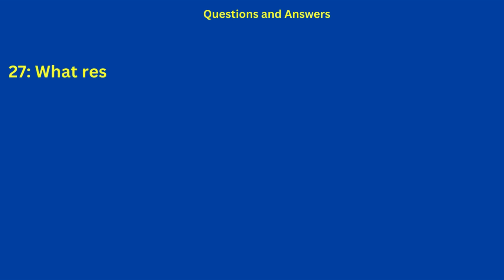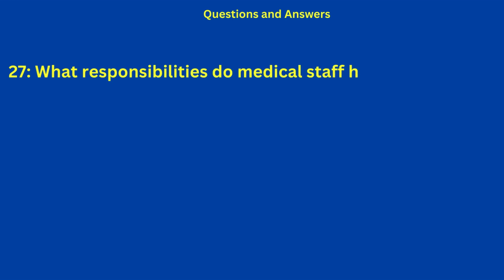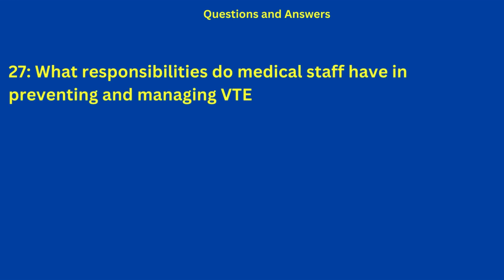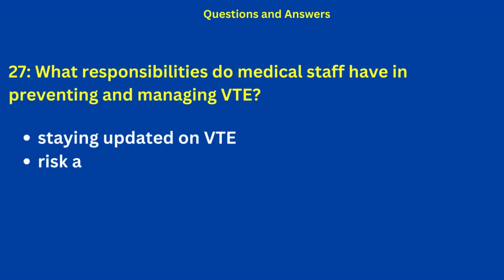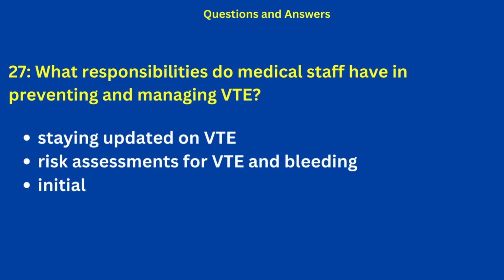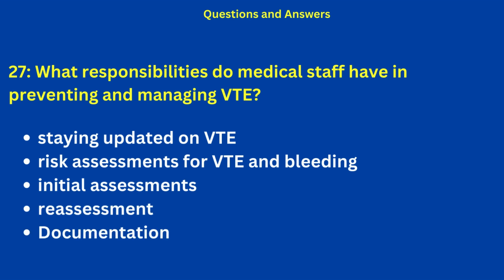Question 27. What responsibilities do medical staff have in preventing and managing VTE? Medical staff are tasked with staying updated on VTE training, ensuring thorough risk assessments for VTE and bleeding, reviewing initial assessment within 24 hours, and reassessing the risk as clinical situations change. Also, they document all assessments and prophylaxis accurately and explain management plans to patients, especially when deviating from standard guidelines. They play a critical role in every step of VTE risk assessment.